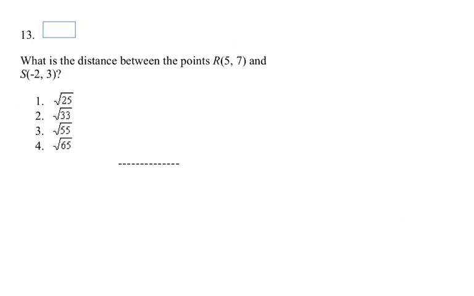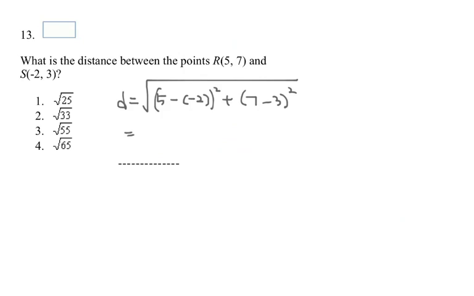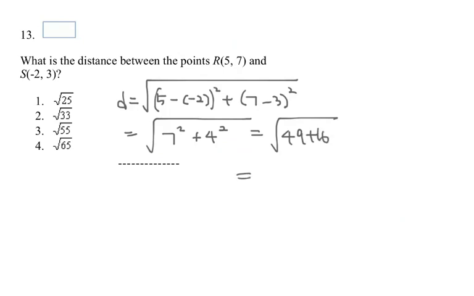Finding the distance. So we're looking at the distance formula here. Distance is equal to x2, which is 5, minus x1, negative 2, the entire thing squared, plus 7 minus 3 squared. Here we get 7 squared plus 4 squared, which is equal to 49 plus 16, and we know that to be the square root of 65, and we have that exact value, choice 4.